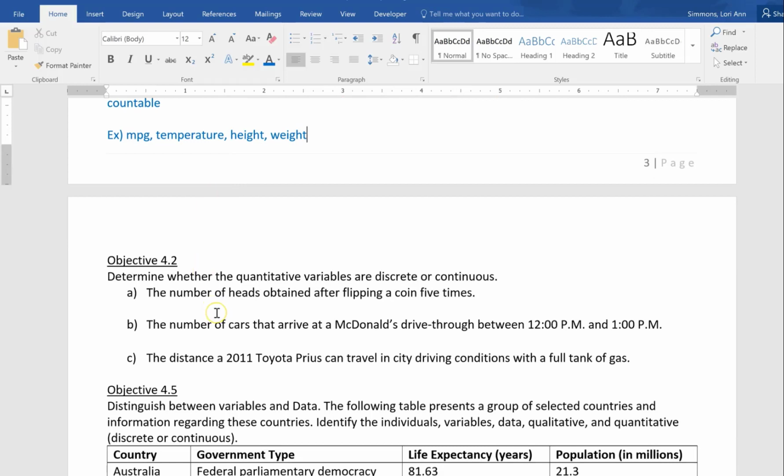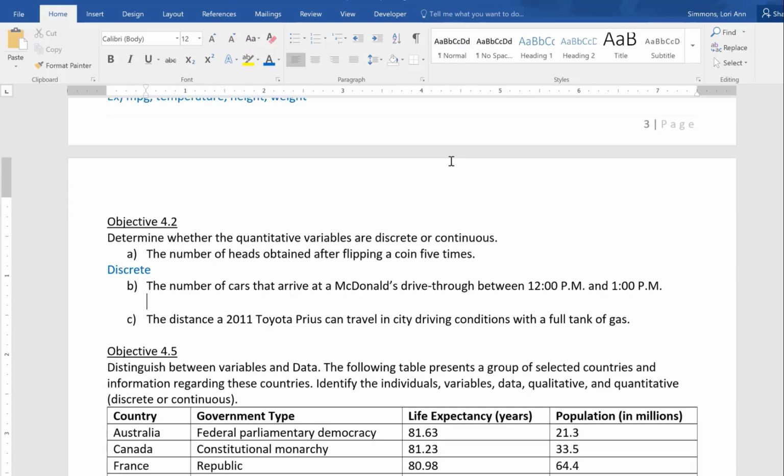So let's get some practice. The number of heads obtained after flipping a coin 5 times. Would that be discrete or continuous? That would be discrete because it's either going to be 0, 1, 2, 3, 4, or 5 times that you received a head on a coin flip. The number of cars that arrive at McDonald's drive-thru between noon and 1 p.m. Again, that's going to be discrete because you can count the number of cars. You can't have 1.5 cars.